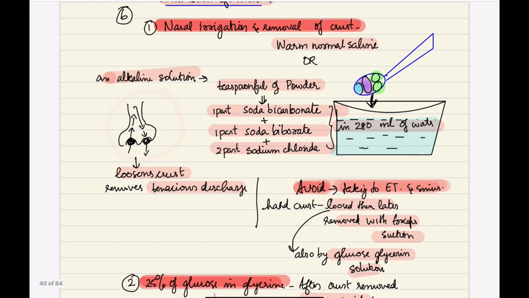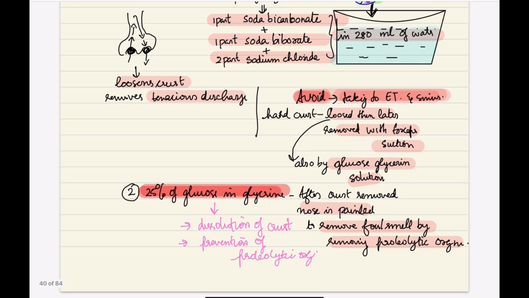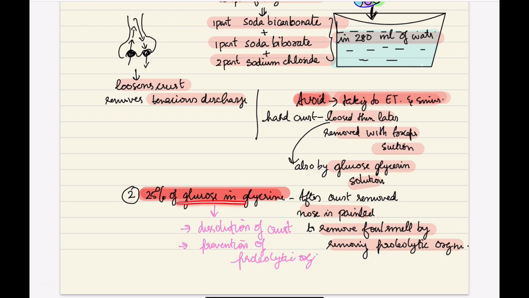And we should give nasal irrigation which will loosen the crust and remove the tenacious discharge. But we have to be cautious while giving nasal irrigation. We should avoid the liquid going to the eustachian tube or the sinus. If the crusts are very hard, we should first loosen, then remove with the forceps or suction. We can also give 25% glucose in glycerin solution for dissolution of the crust, and this can be painted in the nose to remove foul smell by removing the proteolytic organisms.